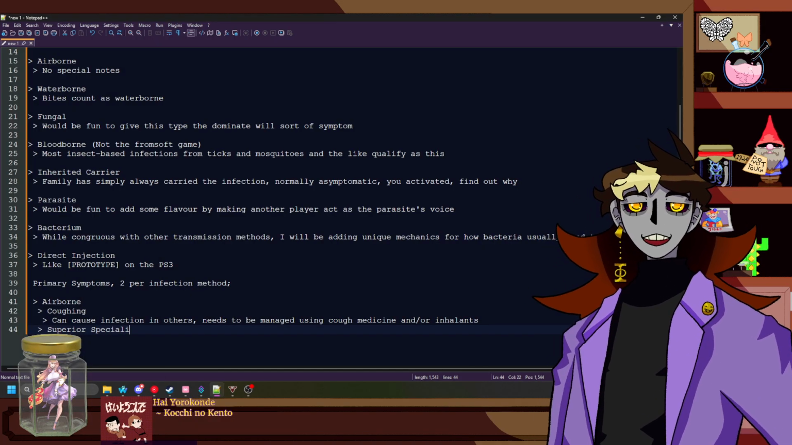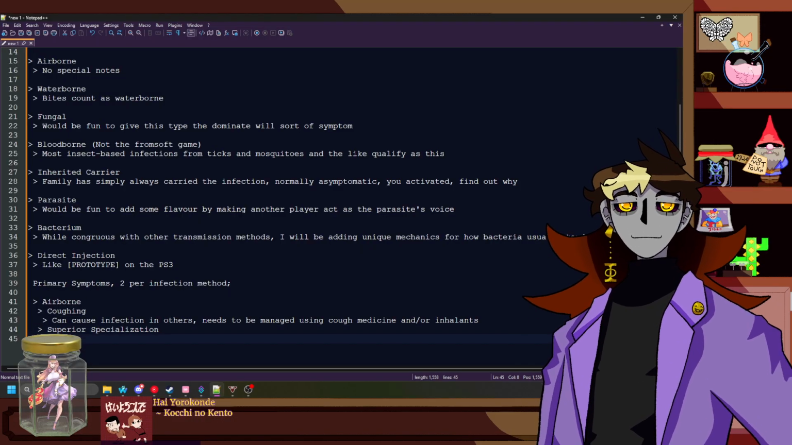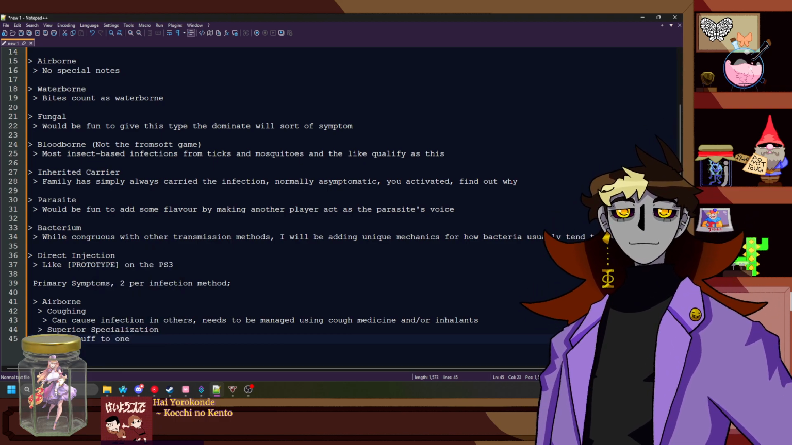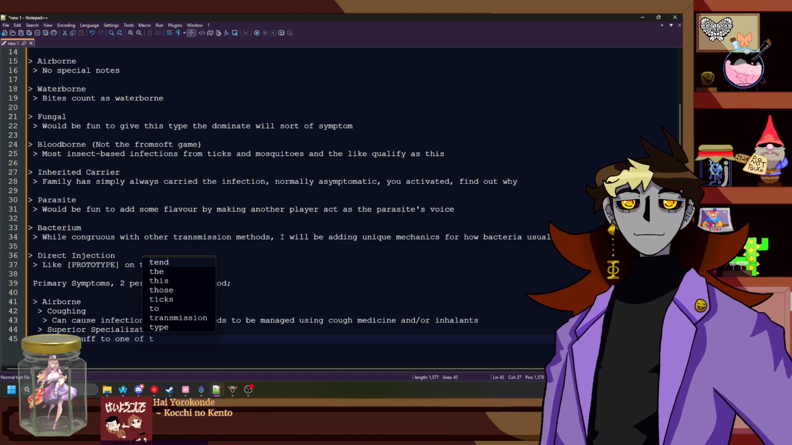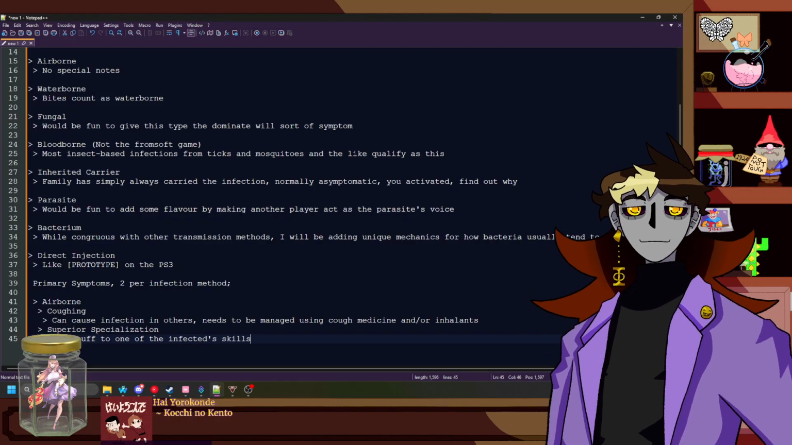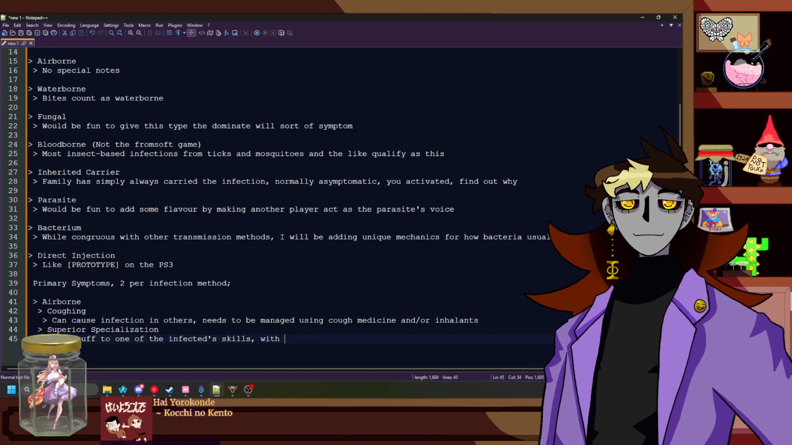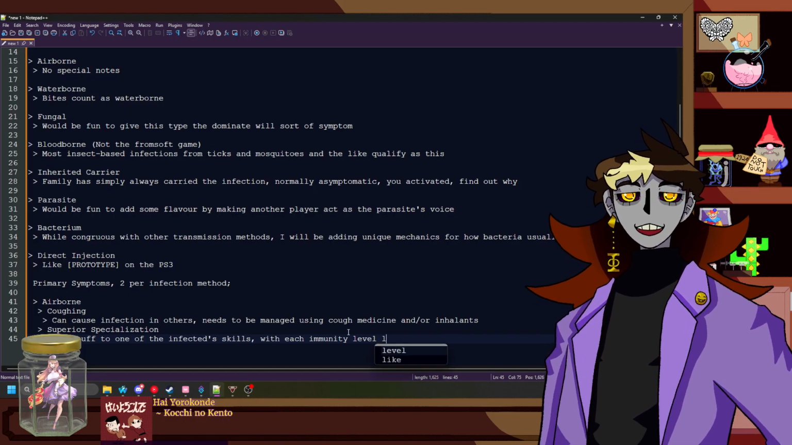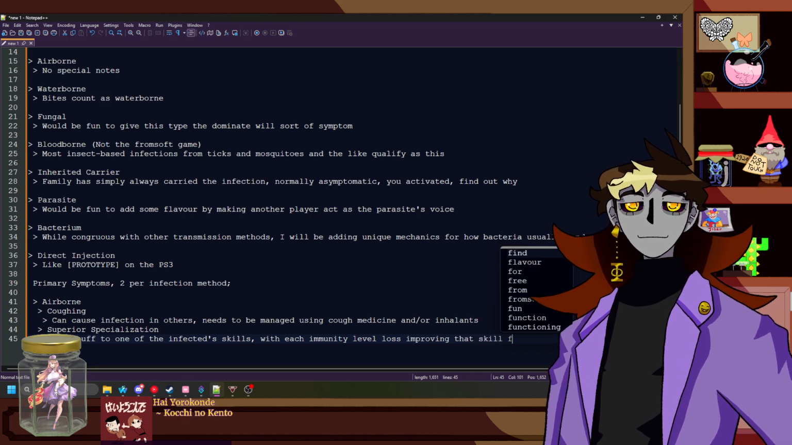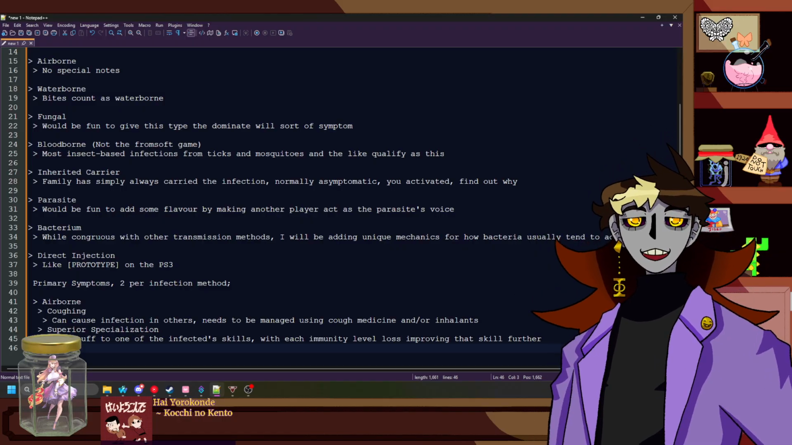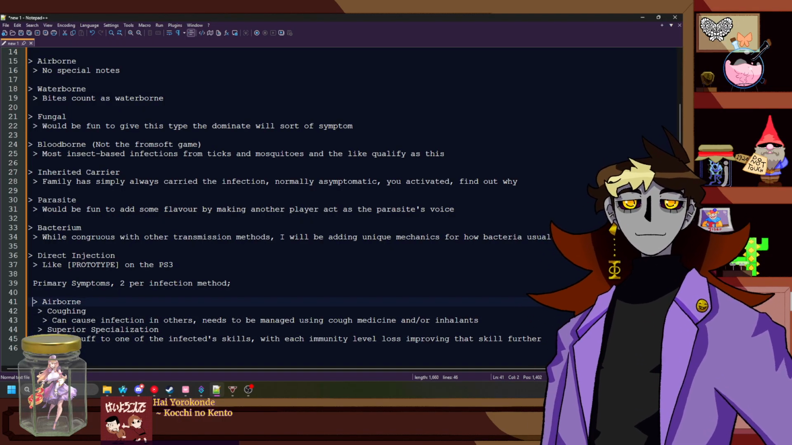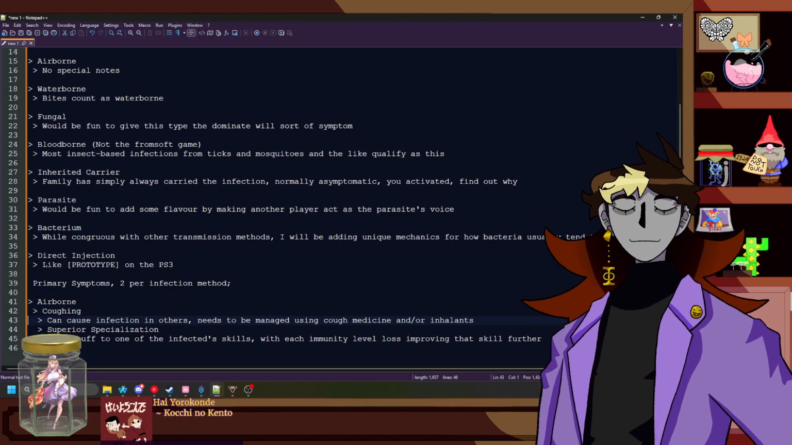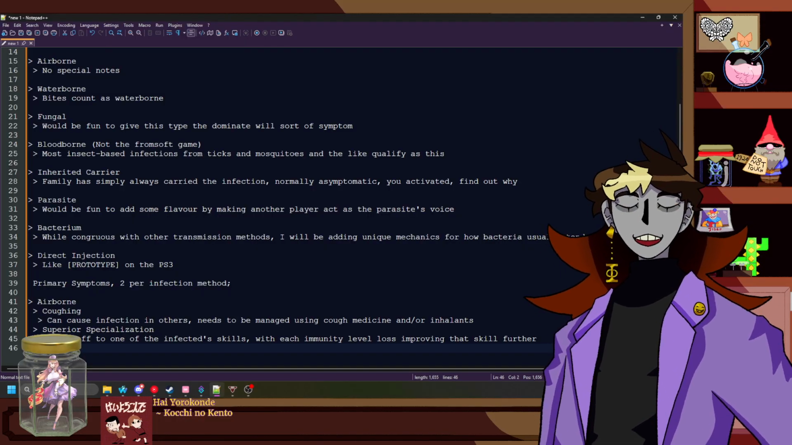Superior specialization. Flat buff to one of the infected's skills with each immunity level loss, improving that skill further. This will allow airborne illnesses to enjoy the benefits of their sort of subclass without feeling like they have nothing.